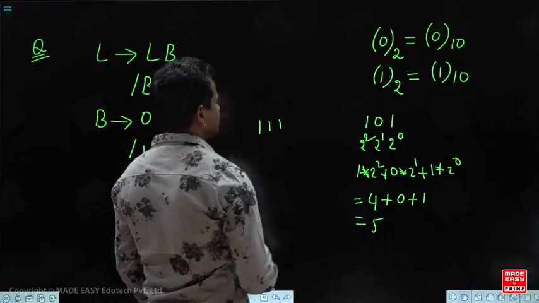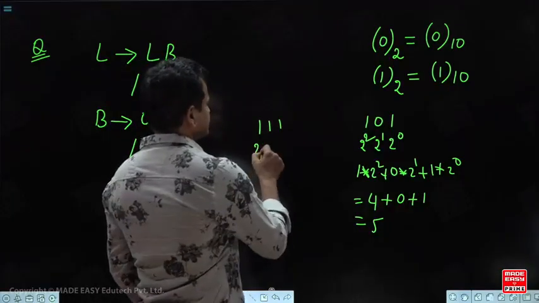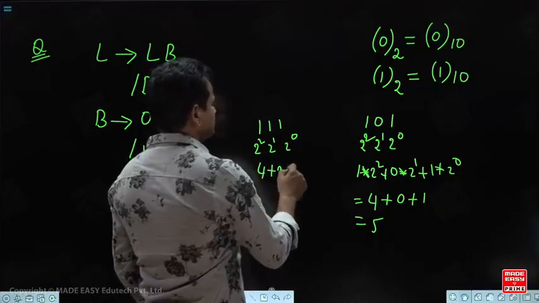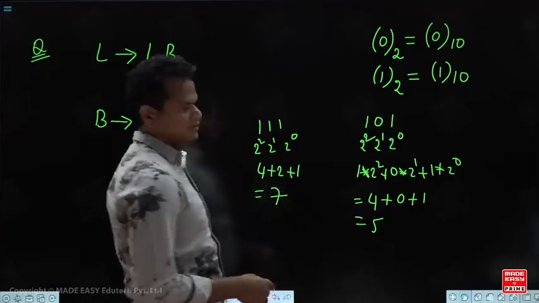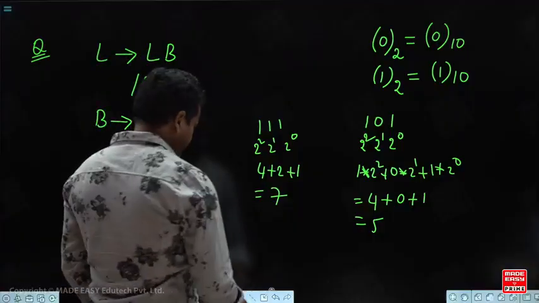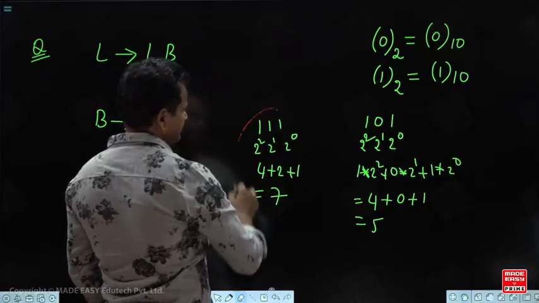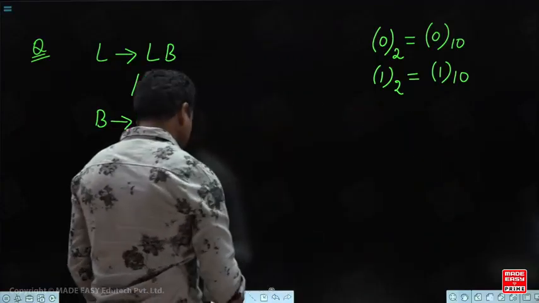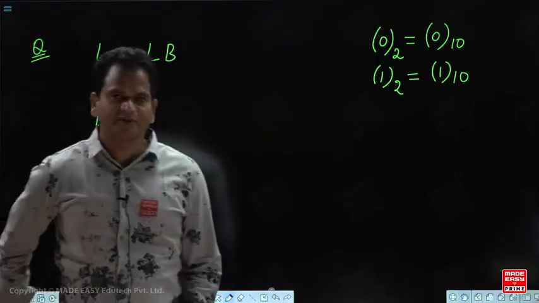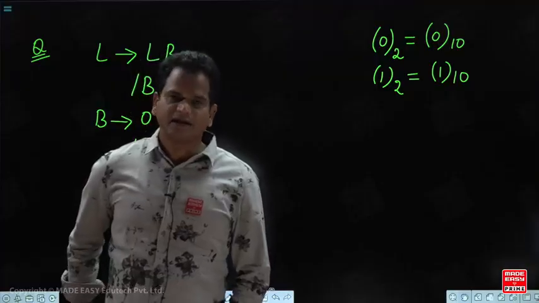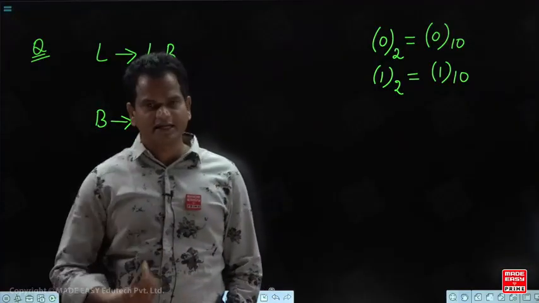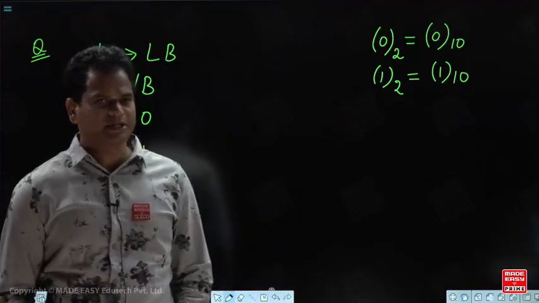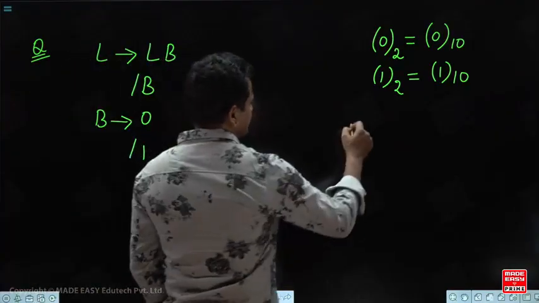Suppose 111. What will be the answer here? This is 2 square, this is 2 power 1, this is 2 power 0. This is 4 plus 2 plus 1, which is 7. Now I will tell you a different method, a different approach, for converting a binary number into a decimal number. For that, what is the grammar? For the grammar, if you give the input in binary representation, the final output must be the equivalent decimal representation. Now look at this.